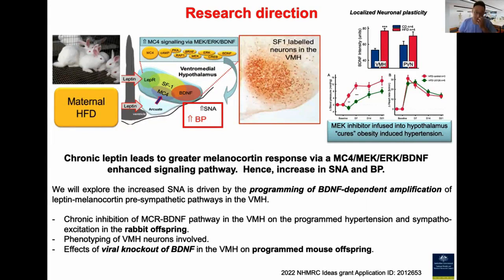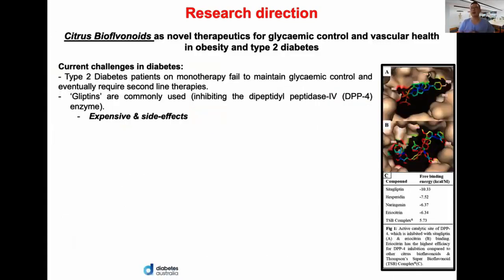In addition, I think I focused way too much on obesity only, but we are also looking at an alternative approach in diabetes induced by obesity. So we are using citrus bioflavonoids. I don't know what this is in Korean. It's like citrus.